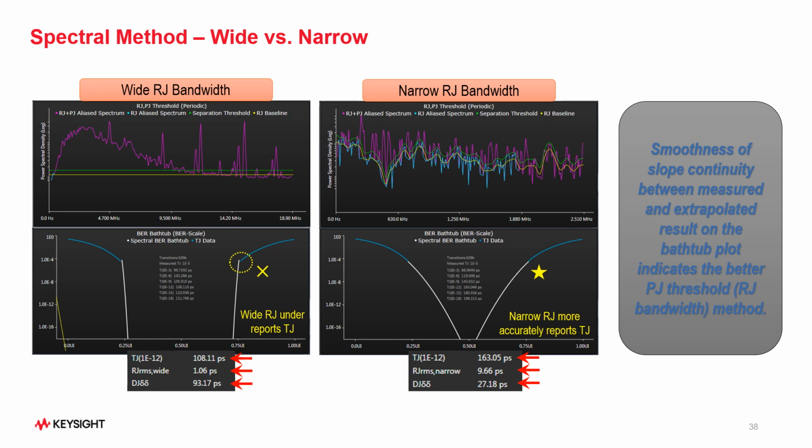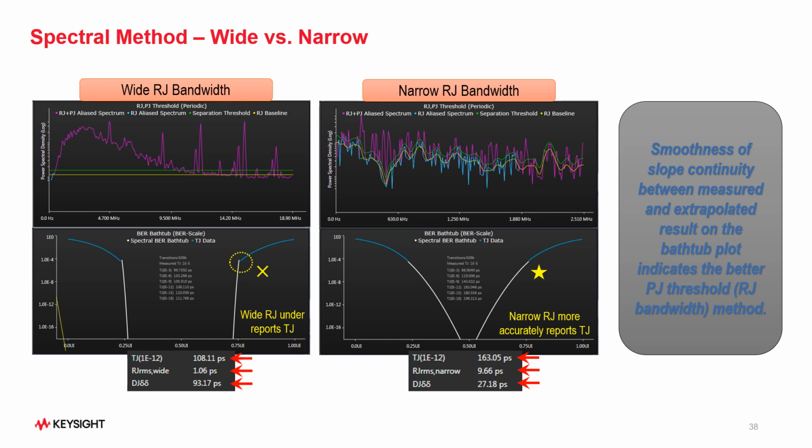This is where the above-top curve will come in very handy. So again, we have the wide and narrow RJ bandwidth comparison side by side, and what one wants to do is look at the above-top curve in the screen below. So let me explain a little bit more about the above-top curve and what it is.